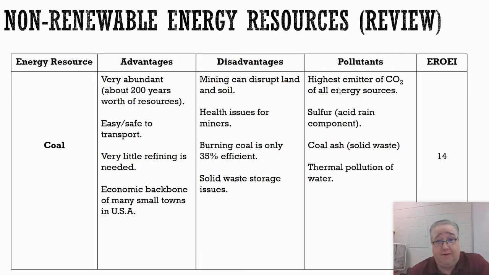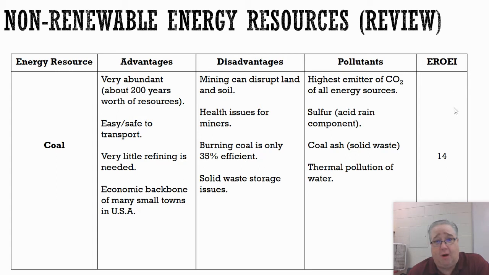Pollutants: it is a very high emitter of carbon dioxide. It is the biggest carbon dioxide producer. Again, that is a greenhouse gas. It produces sulfur, which can turn into sulfur dioxide, which eventually can turn into a component of acid rain. We'll talk more about acid rain down the road, but just understand that coal does have a lot of sulfur in it. Coal ash, I just mentioned, is a form of solid waste. And of course, a coal power plant has the potential to produce thermal pollution of water when the water gets put back into its reservoir where it actually came from.